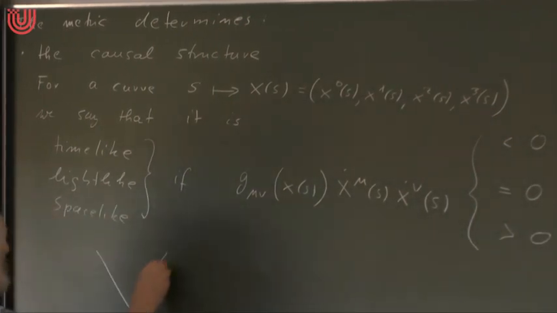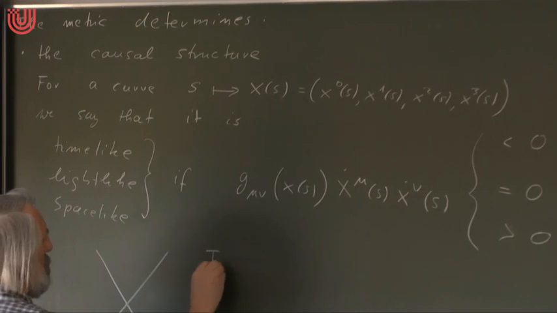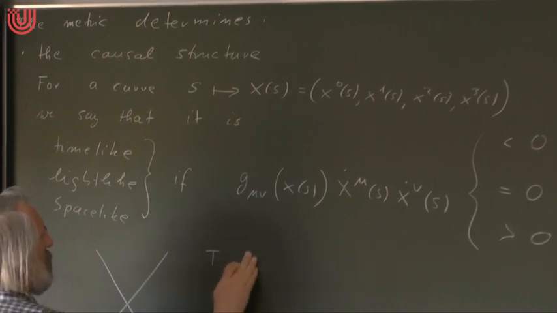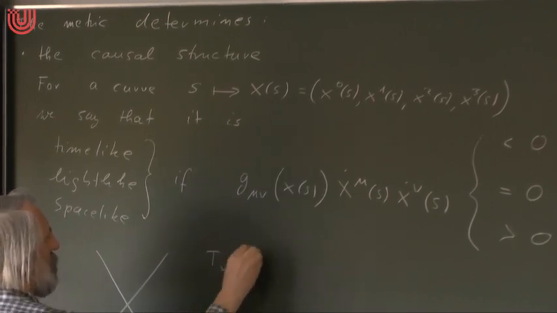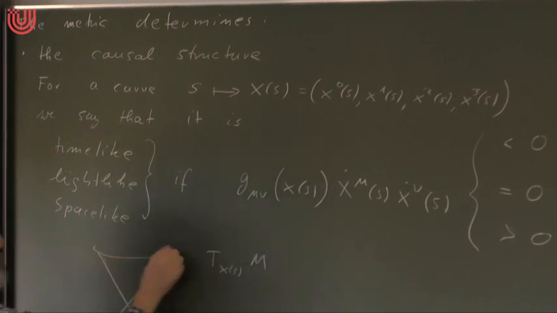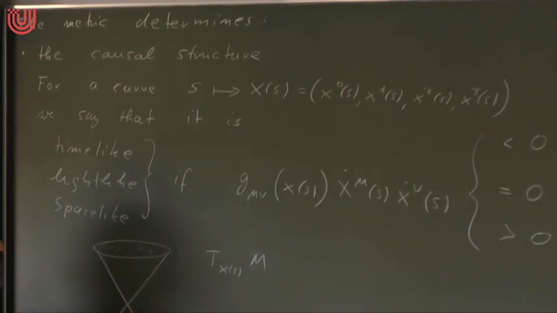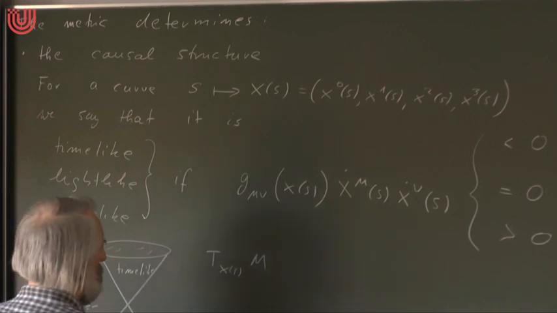So the picture is like that. This is now in the tangent space, I should write T_x of M. And here I have a light cone. Inside the light cone are the time-like ones, outside are the space-like vectors, and on the light cone are the light-like ones.